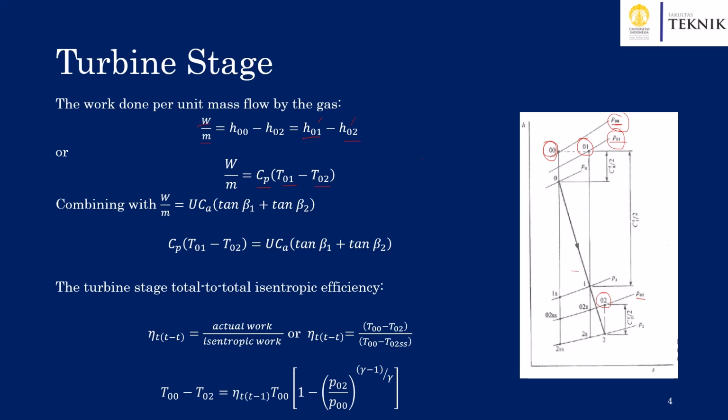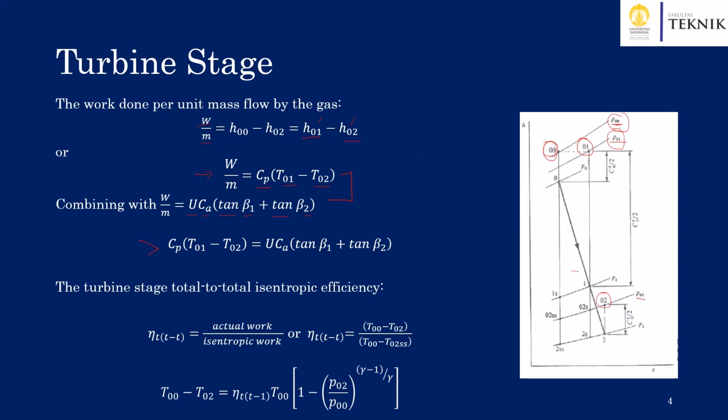And we can also combine these equations with the equation from the previous slide, where we know that the work done per unit mass flow rate is also equal to a function of u, axial velocity, and the sum of the tangent of beta 1 plus tangent of beta 2. And combining these two, we will get a new equation, so to say.